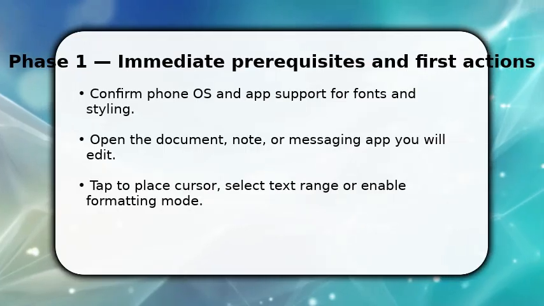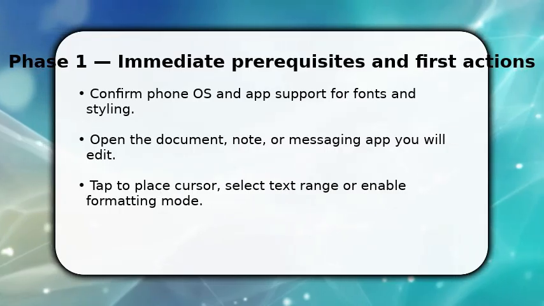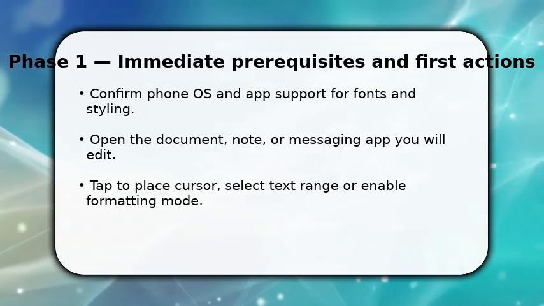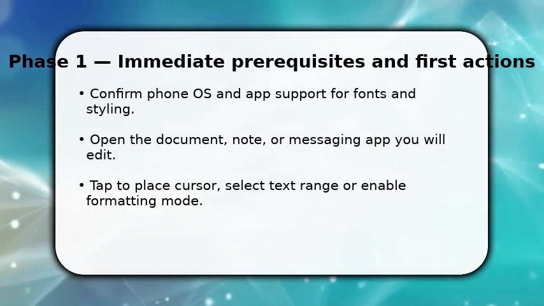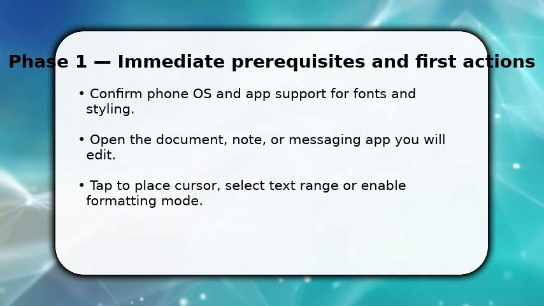You start by confirming your phone and app support font or styling changes. This matters because not every app allows custom fonts. Once done, open the document or note where you want to change word design and place the cursor.